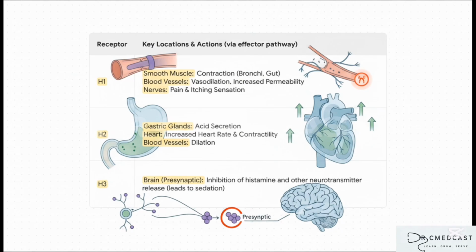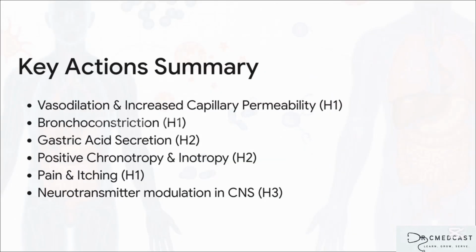Then you have the H2 receptor. Totally different job. This one is famous for being in the stomach, where it tells your gastric glands to pump out acid. And then there's H3, which is mainly in the brain, acting as a brake, telling neurons to stop releasing histamine. So, to put it all together, these actions are the direct cause of the symptoms we see. That swelling and redness from a bug bite, that's H1 causing vasodilation and leaky capillaries. The wheezing in an asthma attack, H1-mediated bronchoconstriction. This direct line from receptor to symptom is the entire basis for antihistamine therapy.